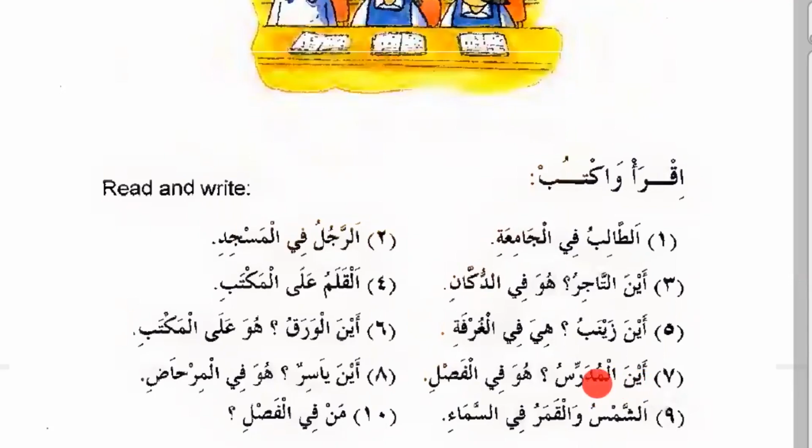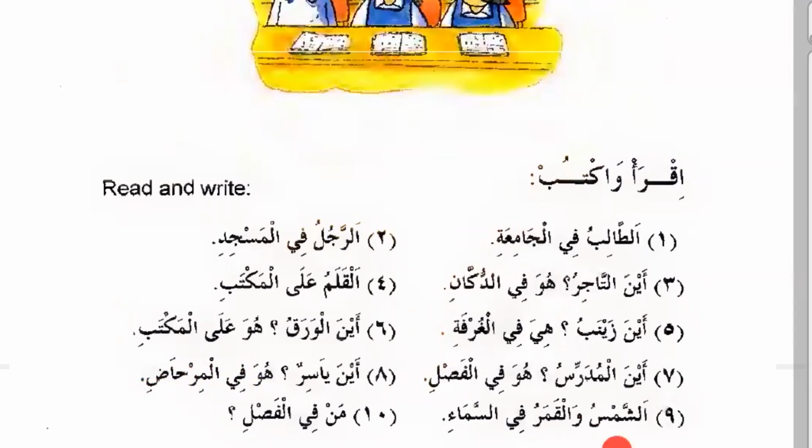So observe. Ayna al-mudarris? Where is the teacher? The male teacher, of course, because if you were referring to a female teacher, you would have said mudarrisatun, you would have added ta marbuta. Huwa fil-fasl. He is in the classroom. Al-fasl means classroom. Ayna Yasir? Huwa fil-mirhad. He is in the toilet. Al-mirhadu, but fi comes to al-mirhadi.